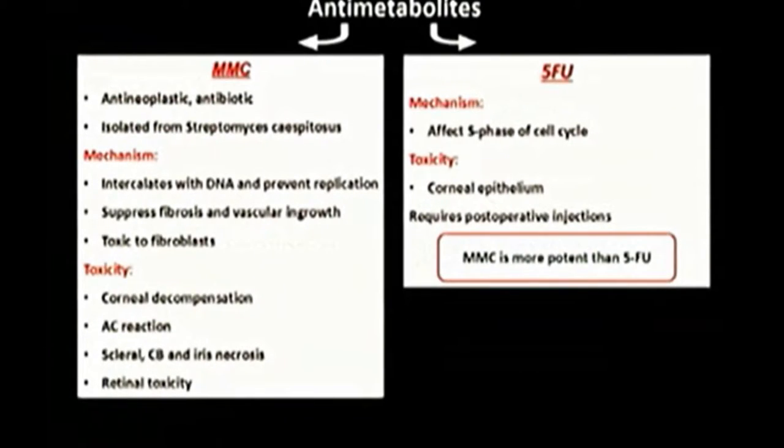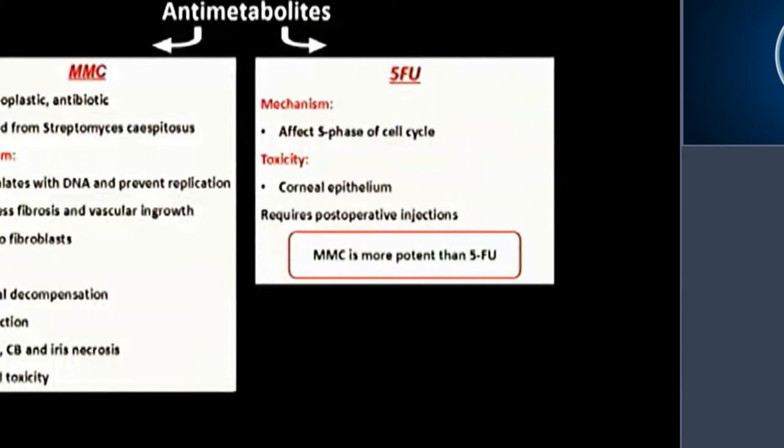Once you plan to operate on your patients, most of the time you need to use anti-metabolites. We have two main anti-metabolites used during glaucoma surgery, mitomycin and 5-FU. Mitomycin is an antineoplastic antibiotic isolated from Streptomyces. It intercalates with the DNA and prevents replication. So it suppresses fibrosis and vascular ingrowth, because it's toxic to the fibroblast, but it has some toxicity to the corneal endothelium as well. It can cause corneal decompensation if it leaks to the AC.